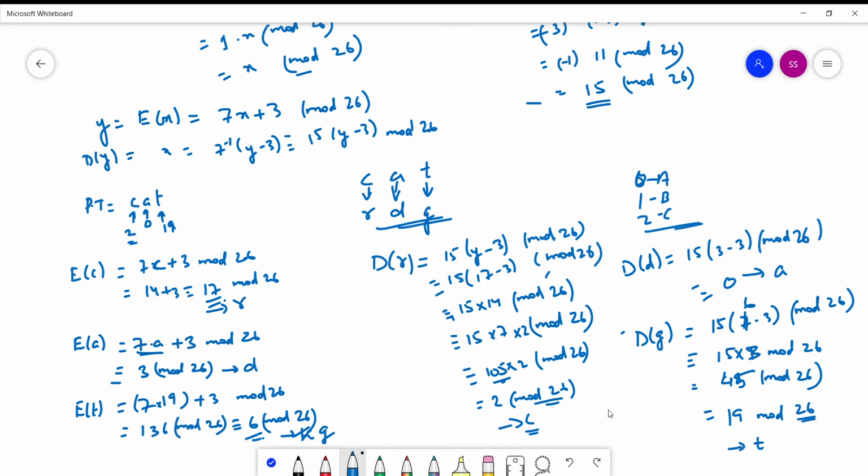So you can see that we got C, A and T back. So this is how affine cipher works.